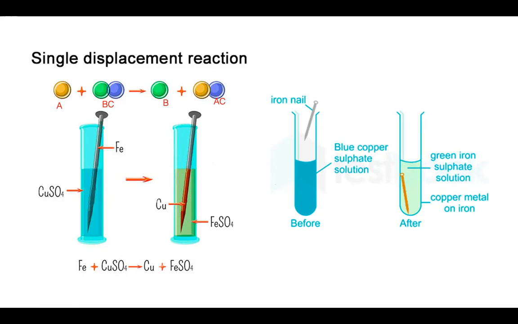If you cut this in half and see, you cannot see that the entire thing has turned into copper. Only part of that is turned into copper. Okay? So that is called single displacement.